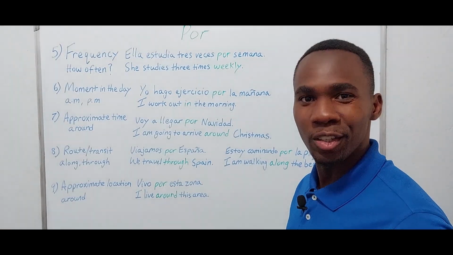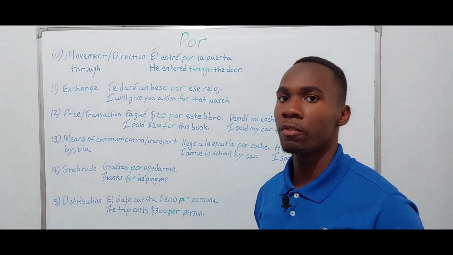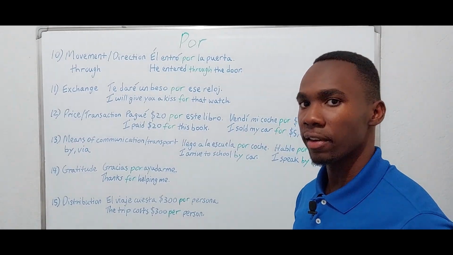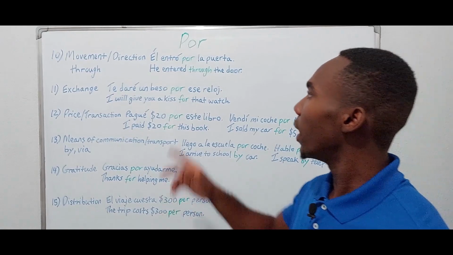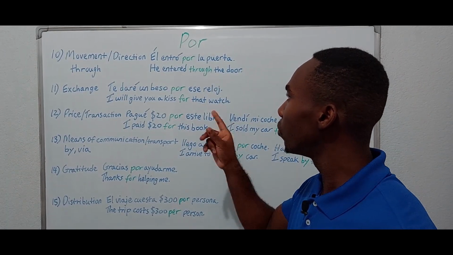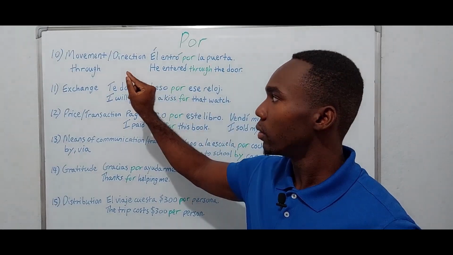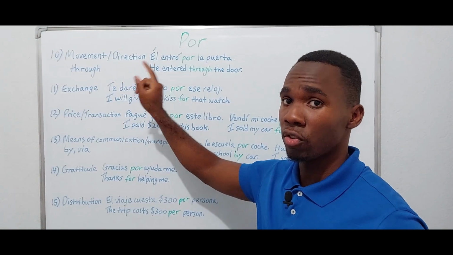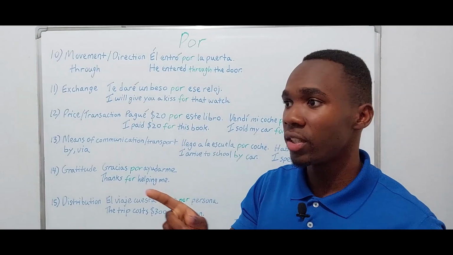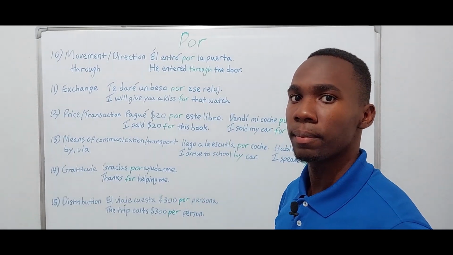And we continue. So we move on to usage 10 of por. So we're going to use por for movement or direction, okay? So él entró por la puerta. He enters through the door. So in this case, por is going to mean through, right? So from which direction did he enter? Through the door. Por la puerta.